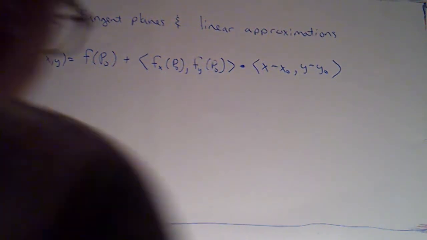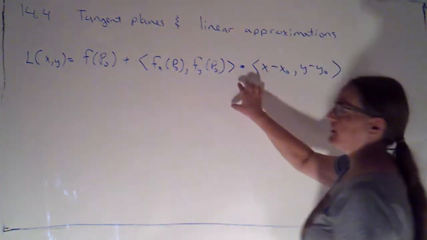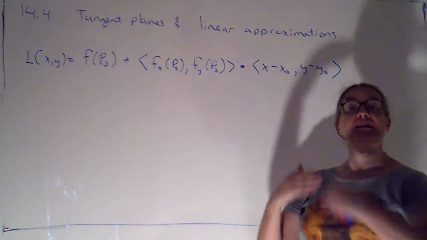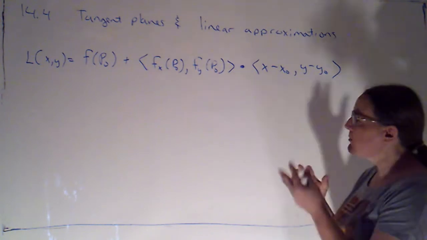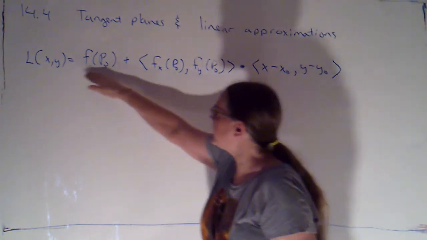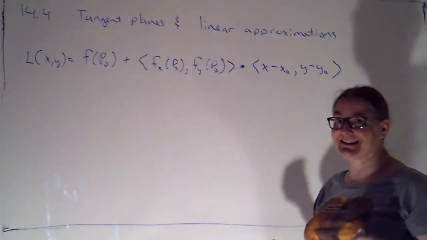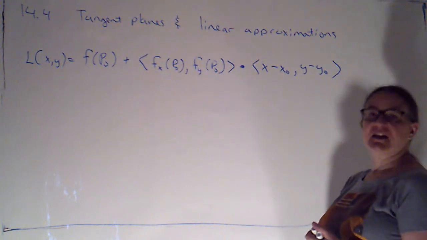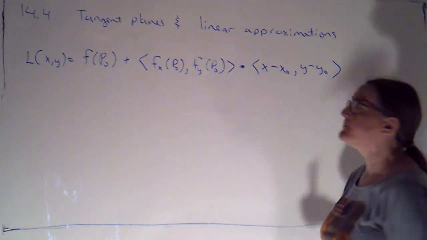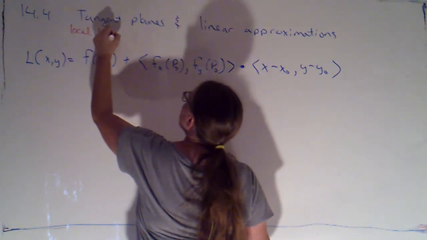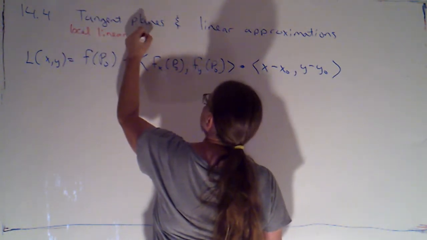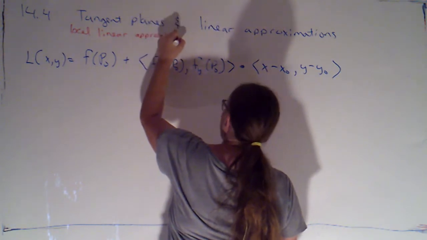In the last video, we came up with this formula. We took the equation for a tangent line to a differentiable function of one variable, and we generalized it. And we came up with this, which I'm calling the candidate for the tangent plane to a function of two variables. And another name for tangent plane would be the local linear approximation. That's also a special name.